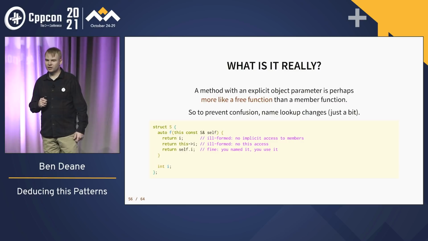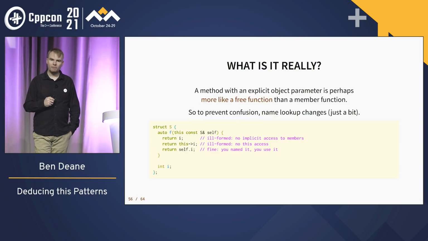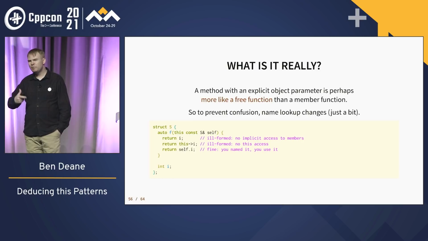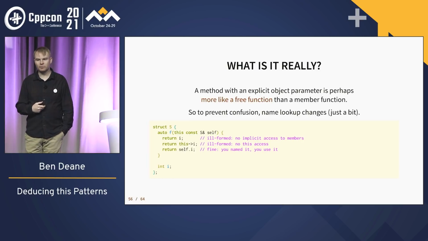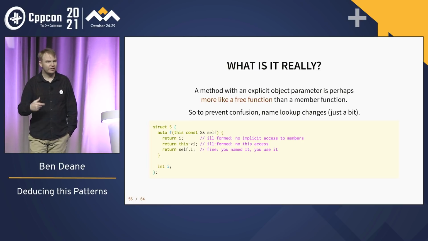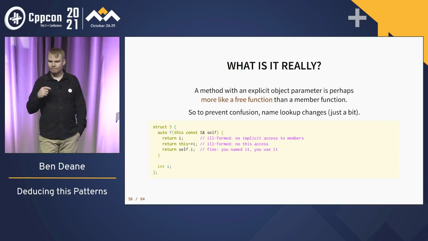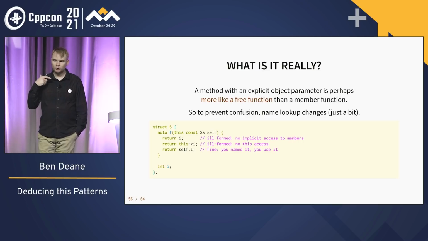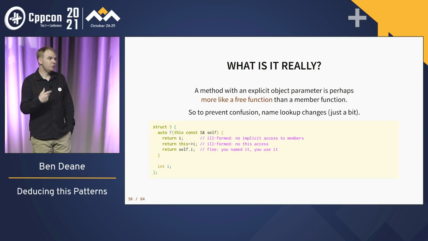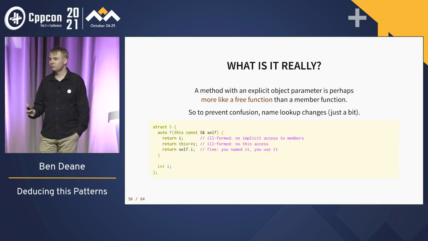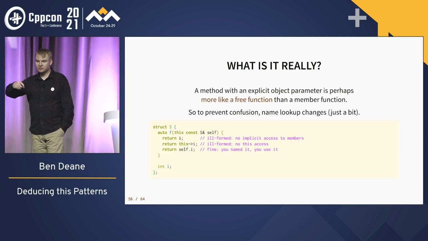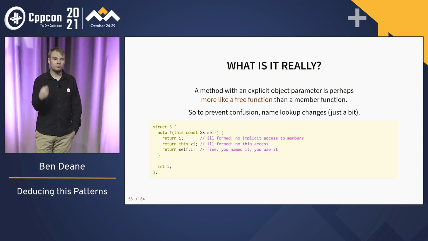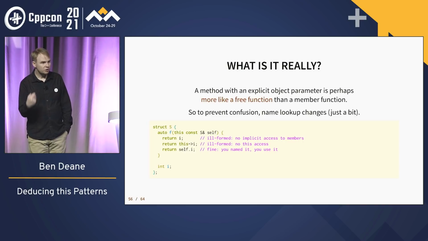Now, a couple more things to cover. A method with an explicit object parameter behaves a bit more like a free function really than a member function. And this is why the name lookup changes a bit. So inside one of these methods, you named the object parameter, so you use it, right? You don't get to say this arrow i, or just i, but because you named the object parameter that comes in, you use that parameter.